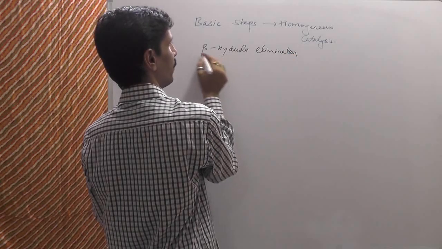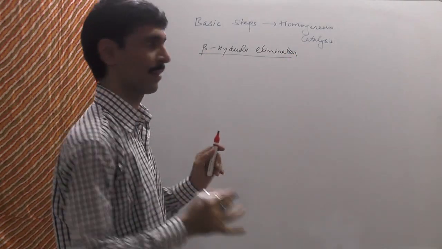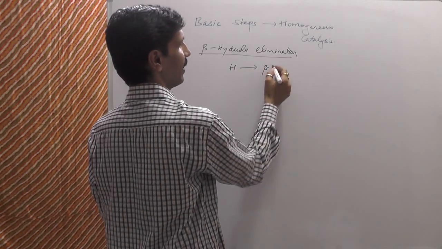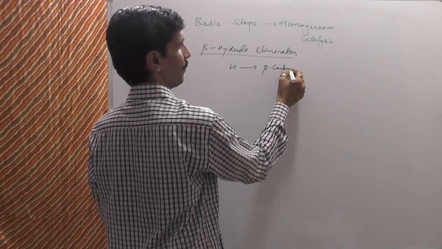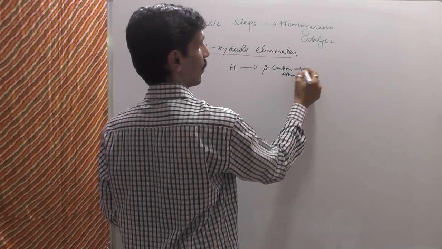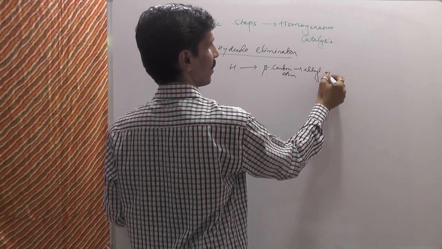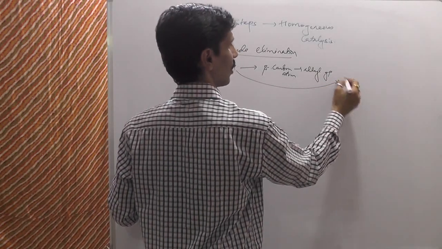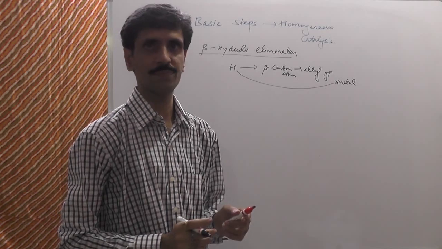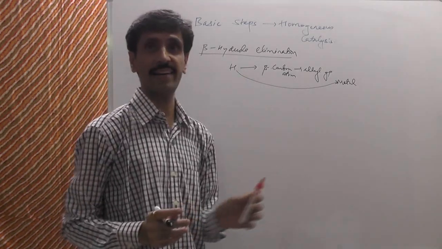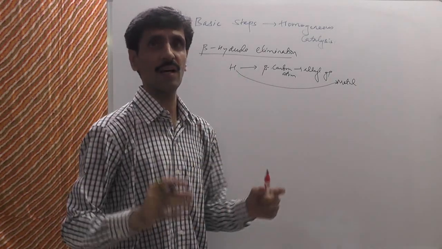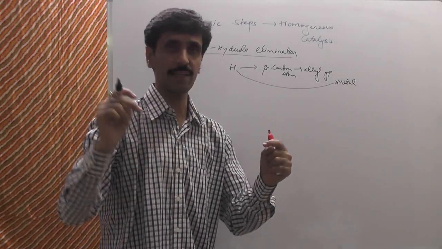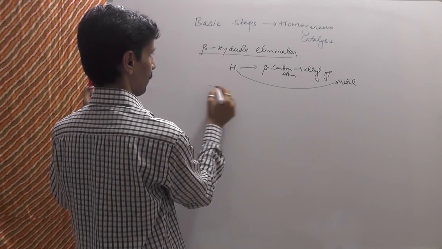Now basically, what is this beta-hydride elimination? It is nothing but that the hydrogen or the proton which is attached to a beta carbon atom of an alkyl group is transferred to the metal of the complex. This is basically called a beta-hydride elimination. Now I'll give you a very simple example so that you can understand this entire transfer taking place.